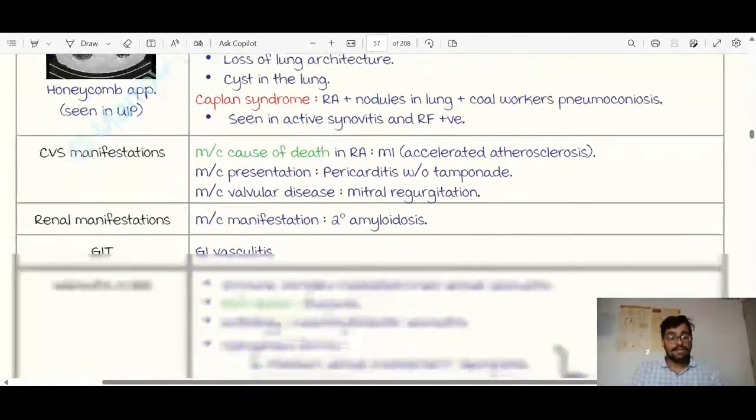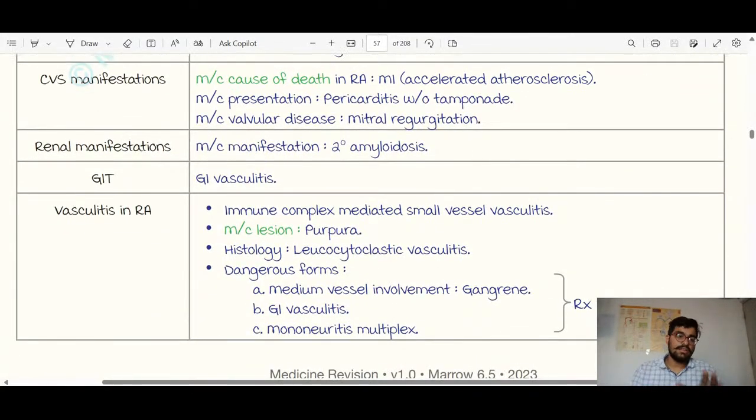Now, guys, after lung, we focus on the CVS manifestation. Most common cause of death in RA is accelerated atherosclerosis. Most common presentation is pericarditis, with tamponade. So pericarditis and also cardiac tamponade will be a second presentation. Most common valvular disease is mitral regurgitation. Okay, I'm talking about the renal manifestation. Most common manifestation is secondary amyloidosis. What is the job of the GIT?